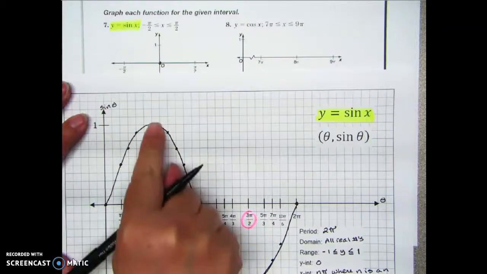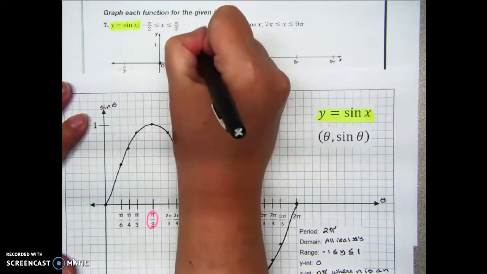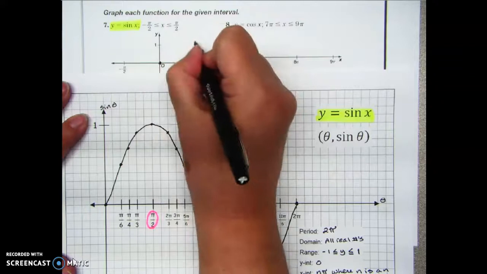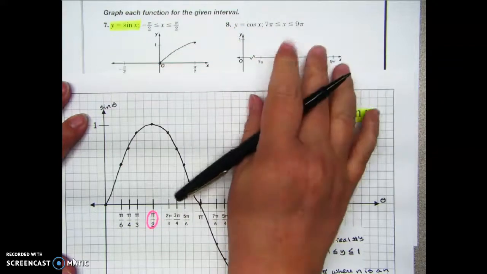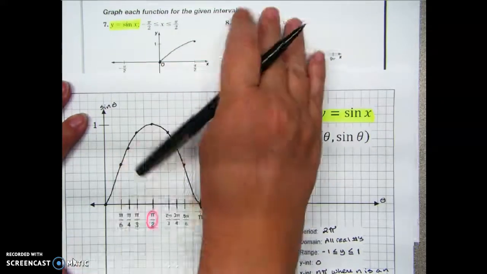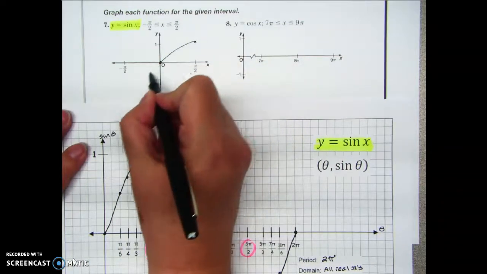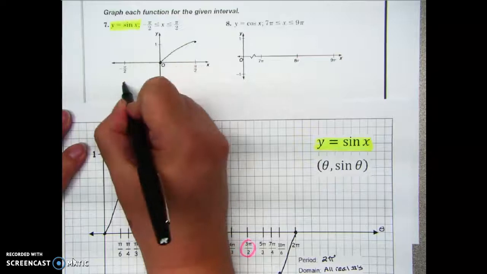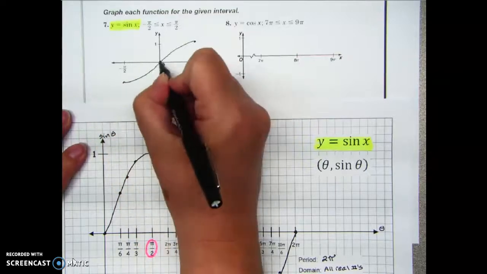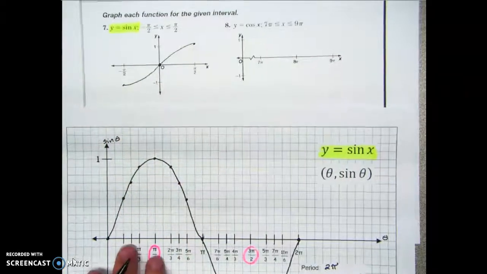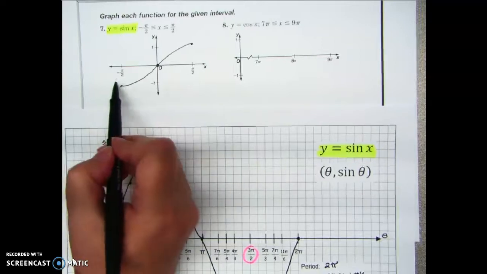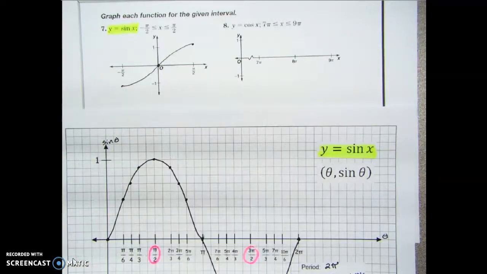And then at pi over 2, we got up to our maximum. So that means on this right-hand side, we are looking like this. So if I continue that pattern, if I'm pi over 2 steps to the right to get to the maximum, then pi over 2 steps to the left would get me to my minimum. And so now I have graphed y equals sine of x from negative pi over 2 to positive pi over 2.